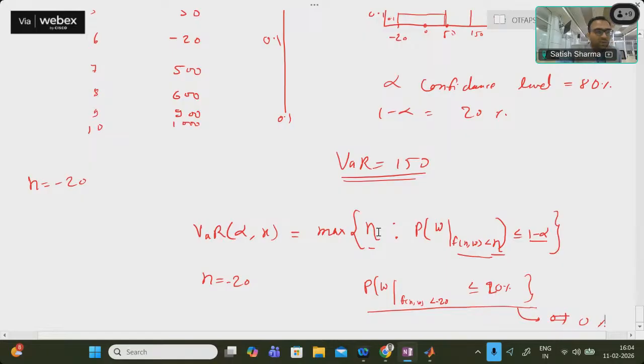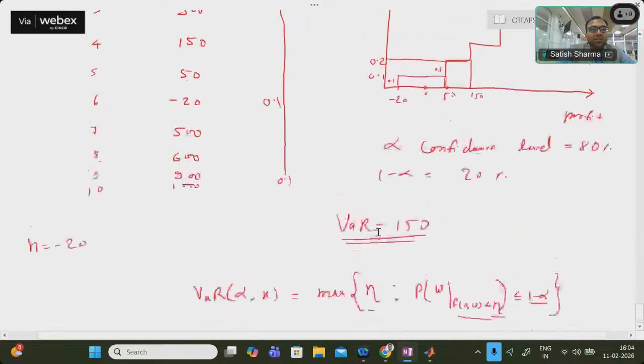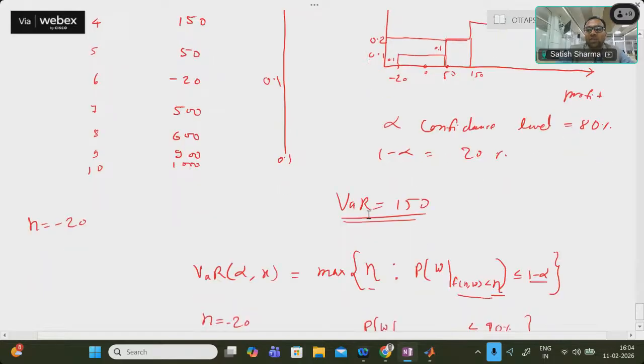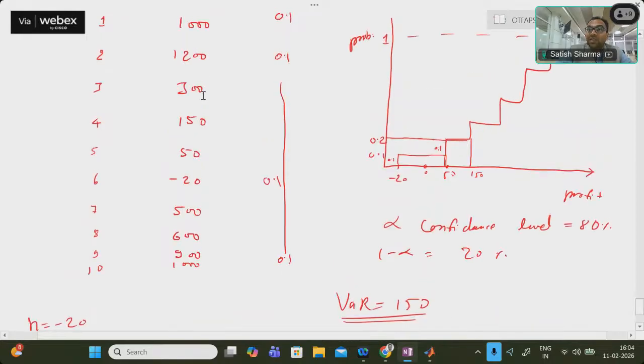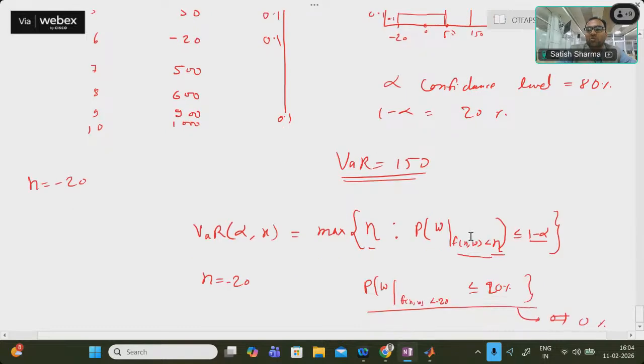But if I look at the next part, the next can be like 150. So the eta is 150, and the other f(x) values which have lesser value are 50 and minus 20. So these also have the same probability, and the summation of those probabilities is 0.2. So 0.2 is less than or equal to 0.2. So yes, that is the final condition which has been met, and the eta will become 150, and that will be the maximum value of eta which satisfies this condition.